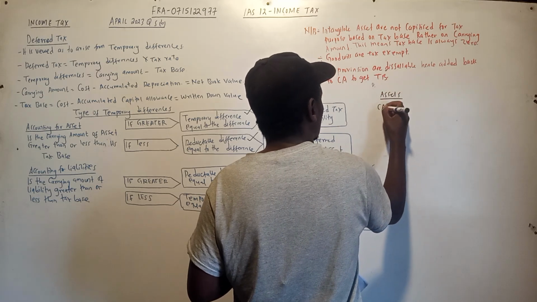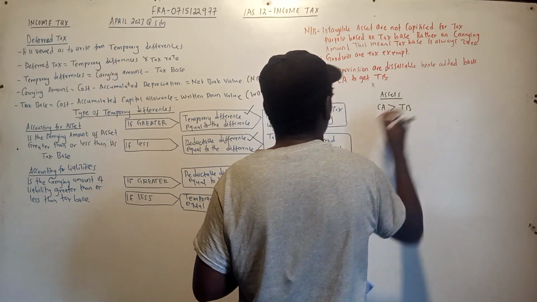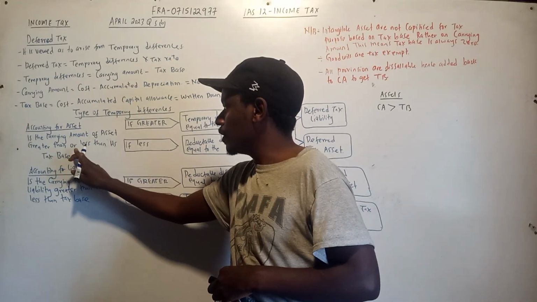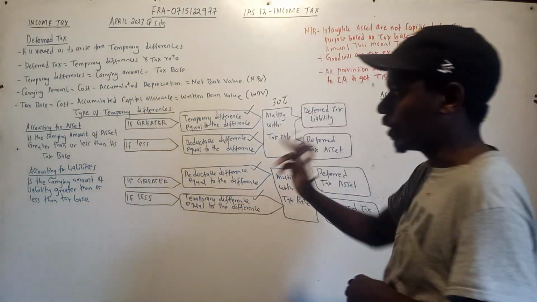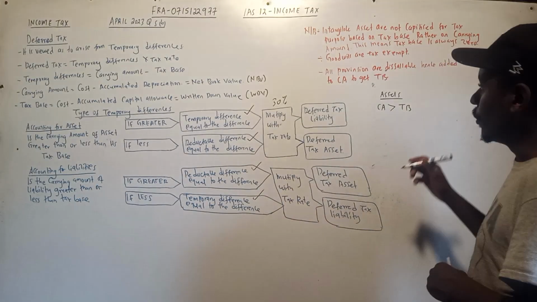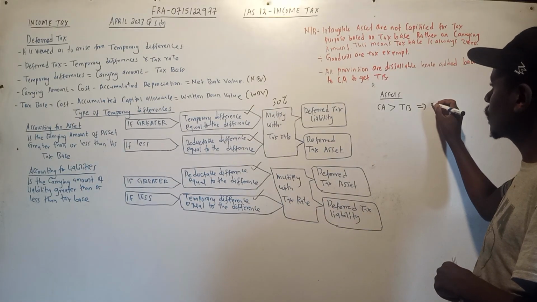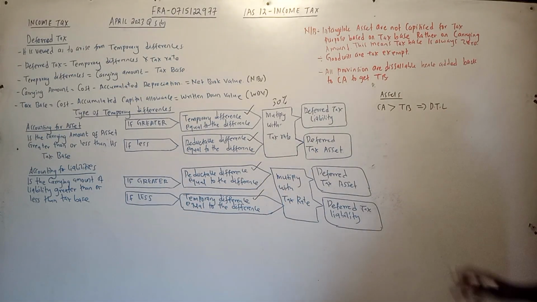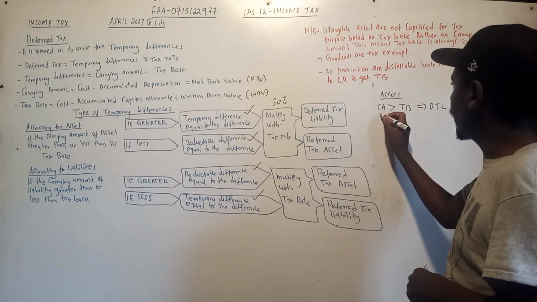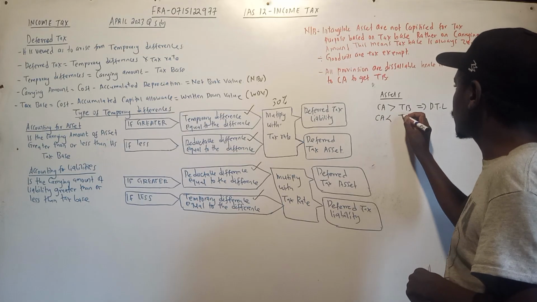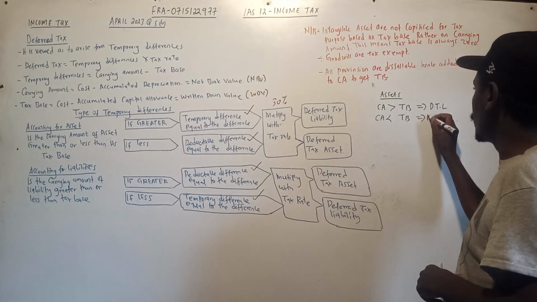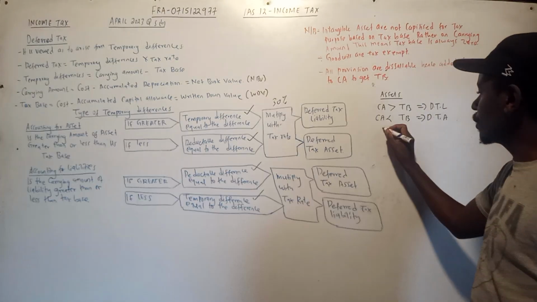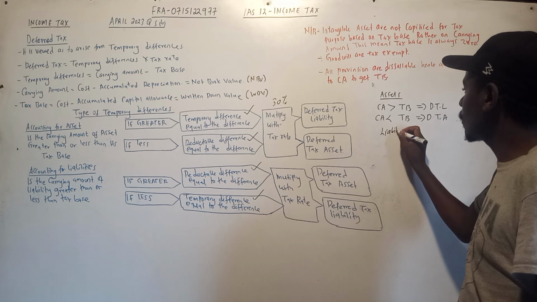For assets, if the carrying amount is greater than the tax base, it will lead to what we call the deferred tax liability. Same for assets, if the carrying amount is less than the tax base, it will lead to what we call the deferred tax asset.